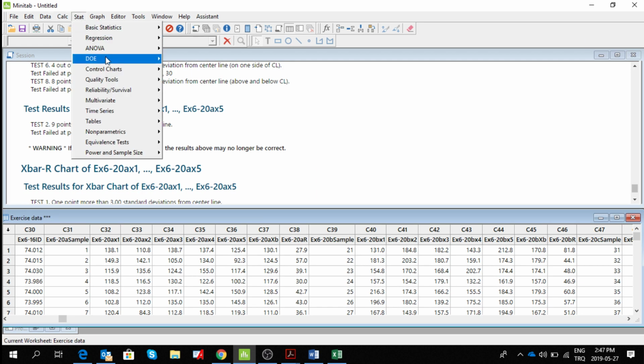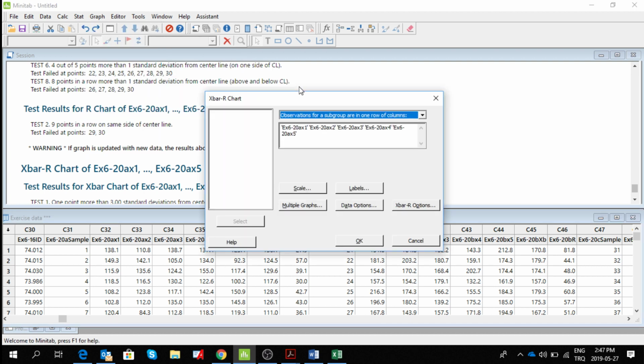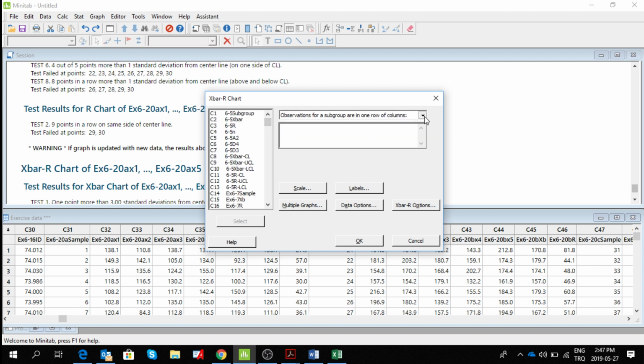Next, we are going to go to control charts and build our X bar R chart. We have 2 options. The first says all observations for a chart are in one column. That's not the case, because each observation is given in different columns. So we are going to choose the second one, observations for a subgroup are in one row of columns. That's true. Observations are given in a row for each subgroup, for each sample.